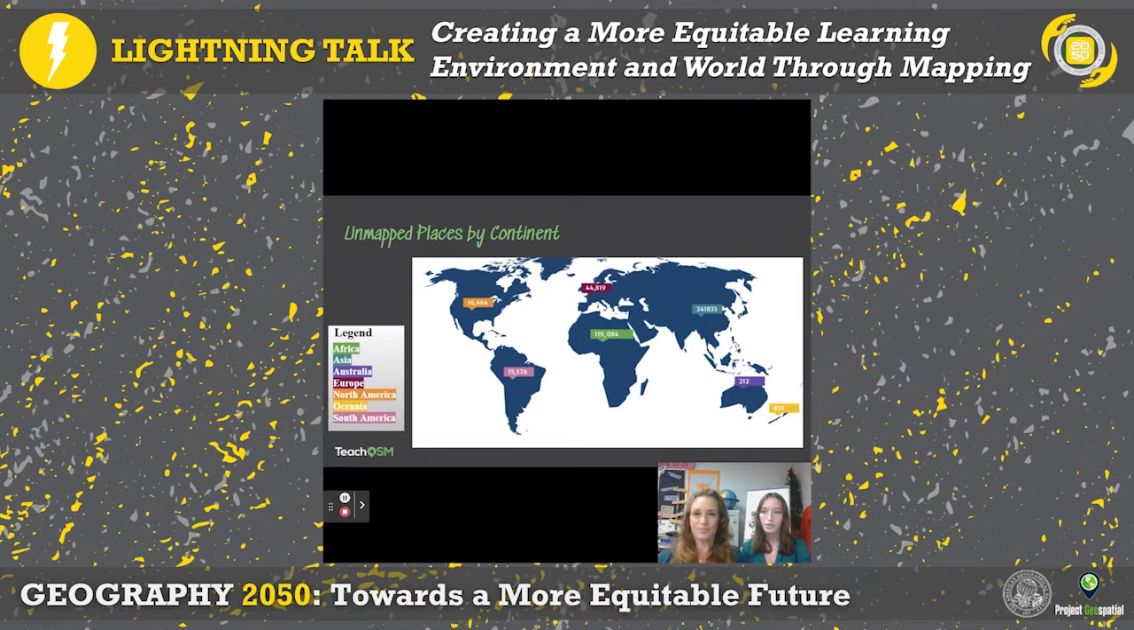OSM allows students to see the inequities of the world through missing data and how vulnerable people are if their community is not mapped. Maps tell people where things are located, rivers, mountains, deserts, as well as where people live. However, when things are not mapped, then we are not informed about the people or the land in this area.